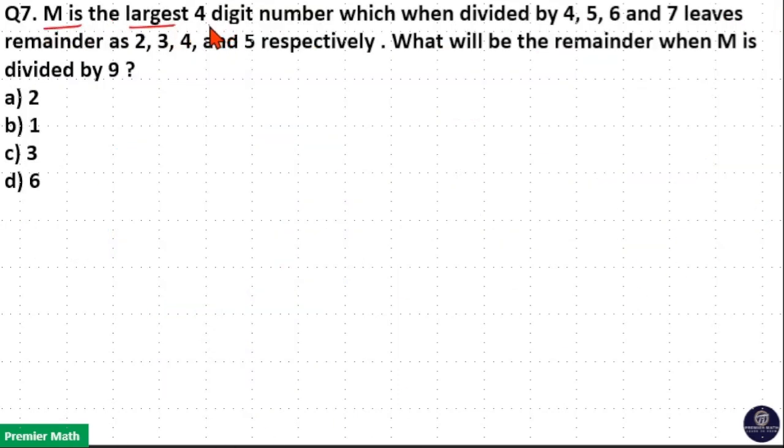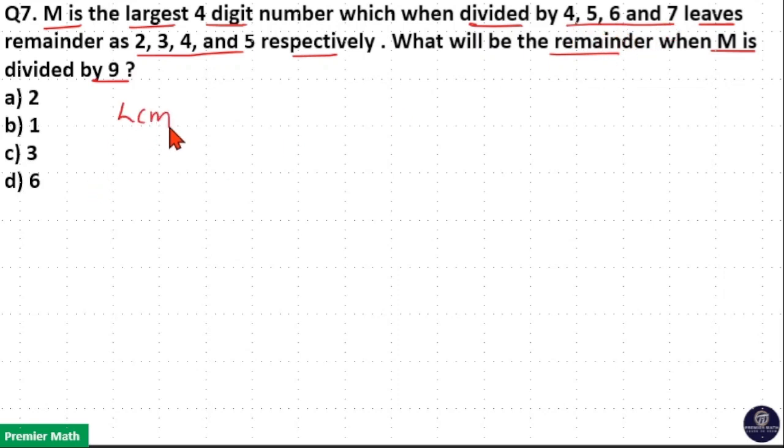M is the largest 4-digit number which when divided by 4, 5, 6 and 7 leaves remainder as 2, 3, 4 and 5 respectively. What will be the remainder when M is divided by 9? Here, take the LCM of 4, 5, 6 and 7.